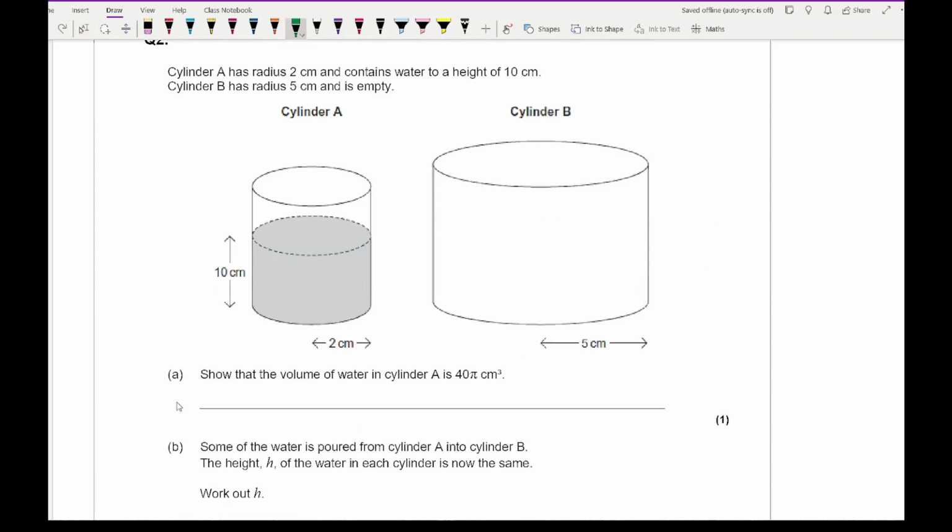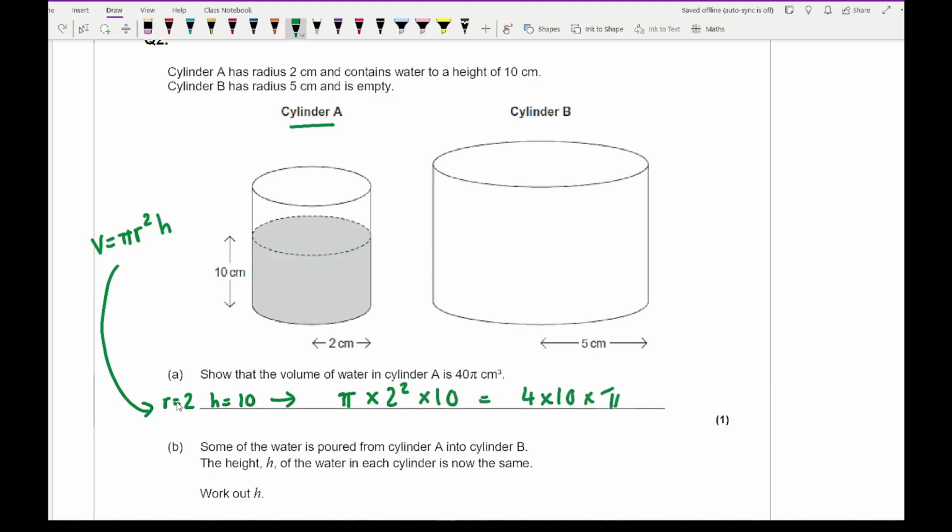So for this, what we need to do is look at the volume of a cylinder. The volume of a cylinder is the cross-sectional area, which is pi r squared, and then we multiply that by the height. So I'm going to use this formula for cylinder A with the water, where r equals 2 and h equals 10, and that's going to equal pi times 2 squared times 10, which is 4 times 10 times pi, which is 40 pi, which is what they wanted me to show.